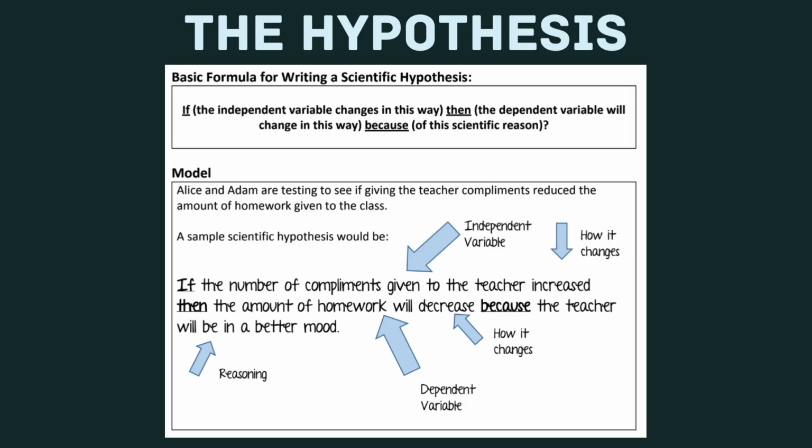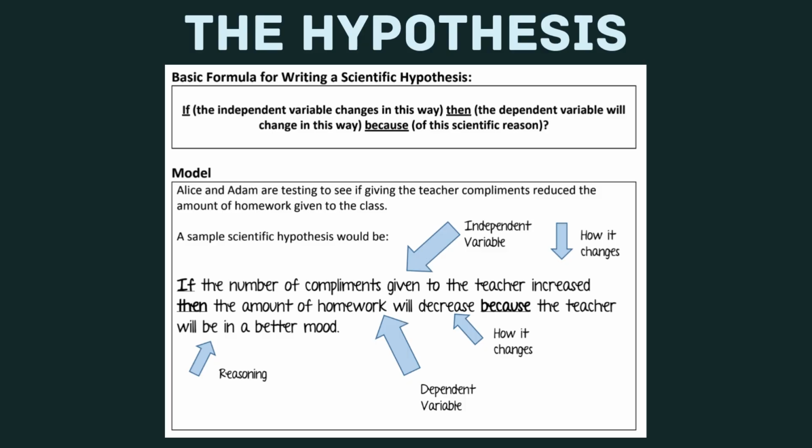So we're starting with the hypothesis. So remember, you learned all of this last week, that the basic formula for writing a scientific hypothesis is the if, then, because formula. So you take, if the independent variable changes in some way, like if we increase or decrease the independent variable, then it will affect the dependent variable in some type of way because of a scientific law or some type of fact that we know about science and how it operates.